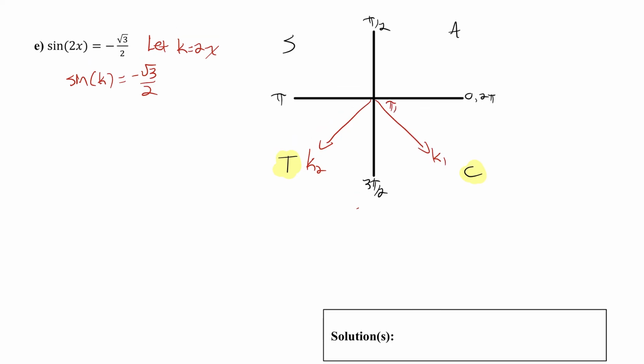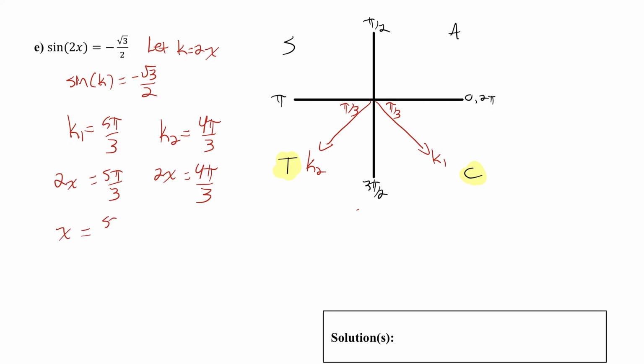So I'll place pi over 3 as the reference angle in those two quadrants, and I'll get two answers for k. My first one, I have that as 2 pi minus pi over 3, which is 5 pi over 3. And my second one as pi plus pi over 3, which is 4 pi over 3. Remember, each of those k's is actually 2x. We'll isolate the x in both of those by dividing by 2. That gives me 5 pi over 6 and 4 pi over 6. I can simplify that one to 2 pi over 3.